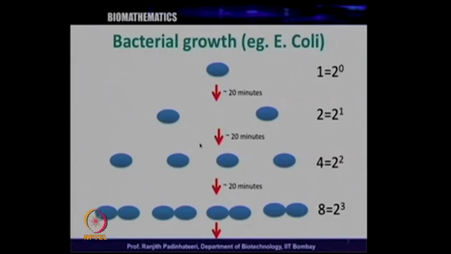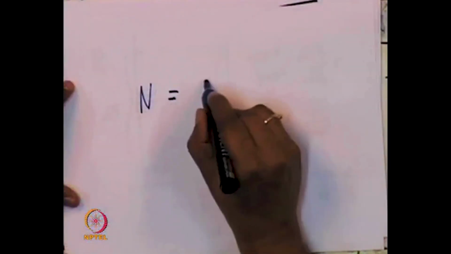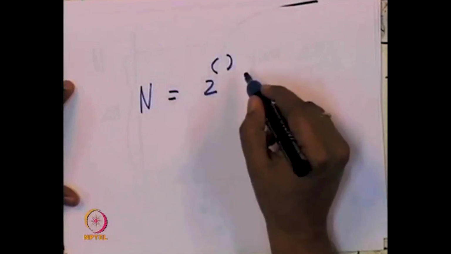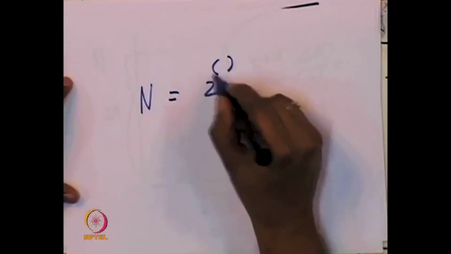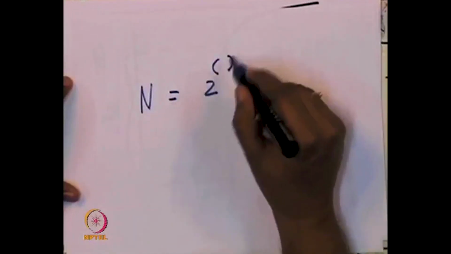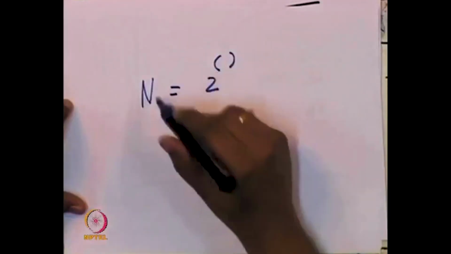So this is the way bacteria grow, 2 power something, because everything is dividing into 2. So this is 2 power some factor. This we call exponential growth, because there is a variable in the exponent. The bacterial number increases as 2 power some factor. Anything in the power is called an exponent. So some exponent of 2 is the number.